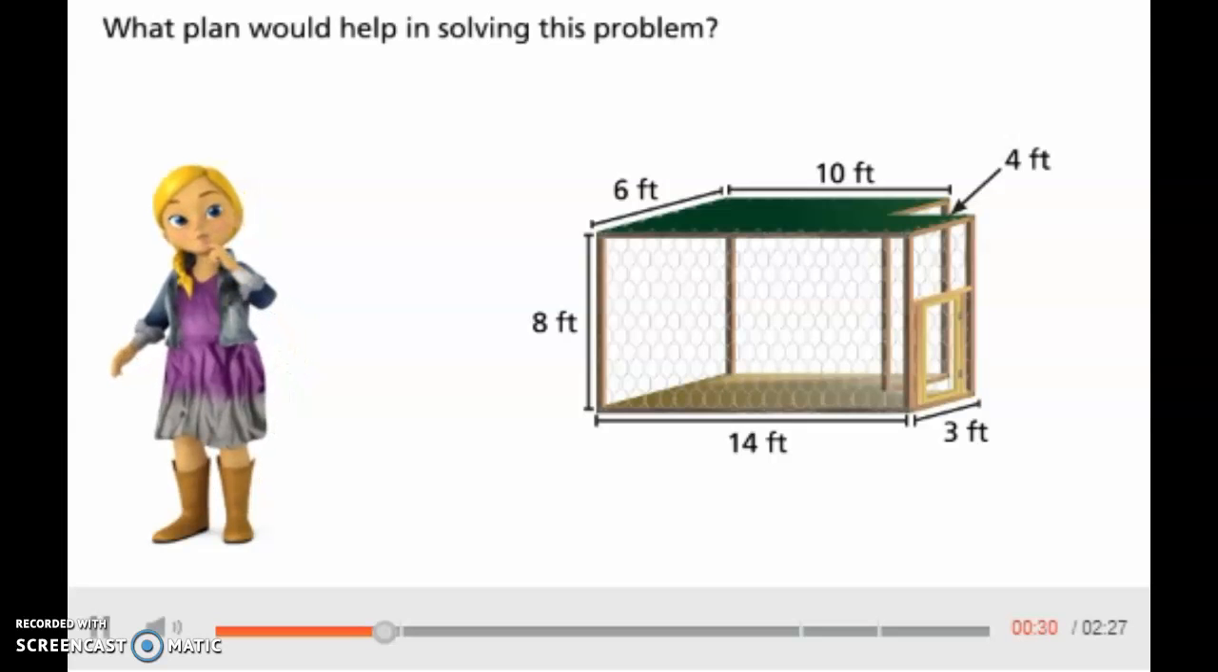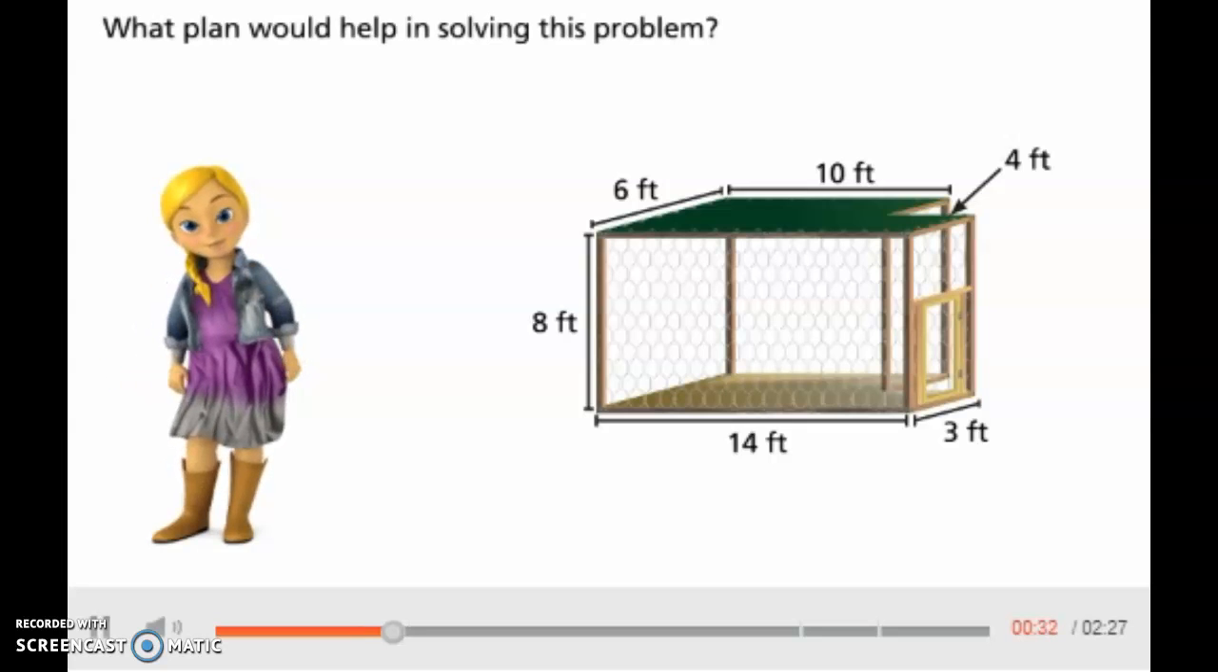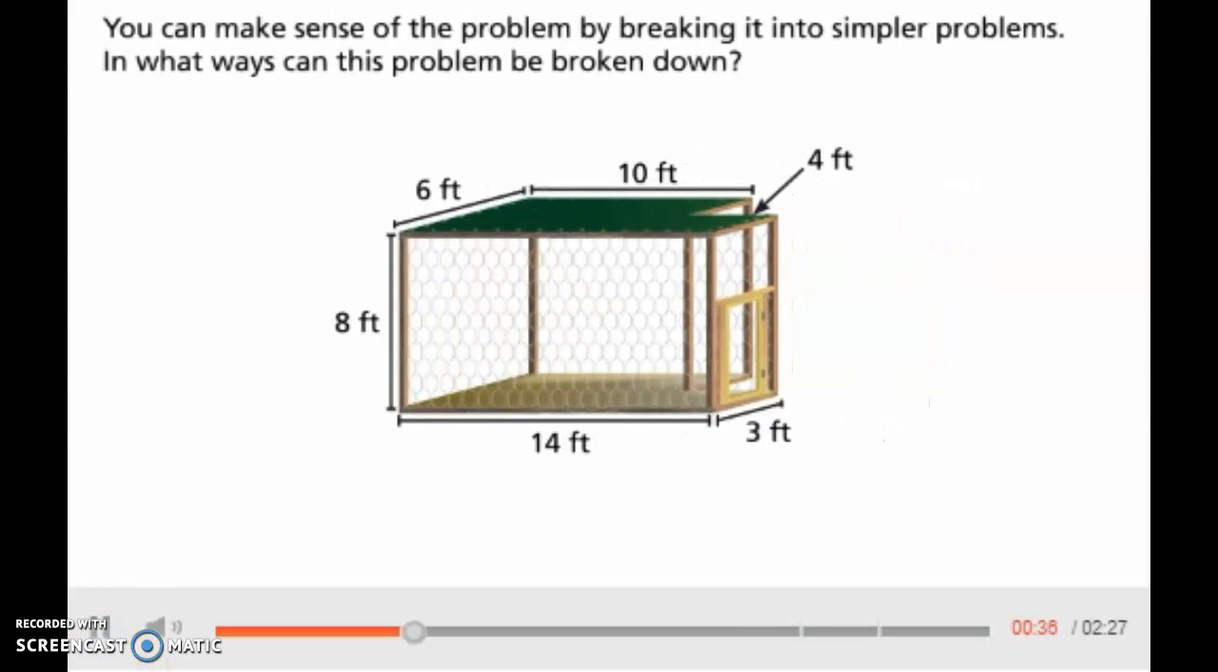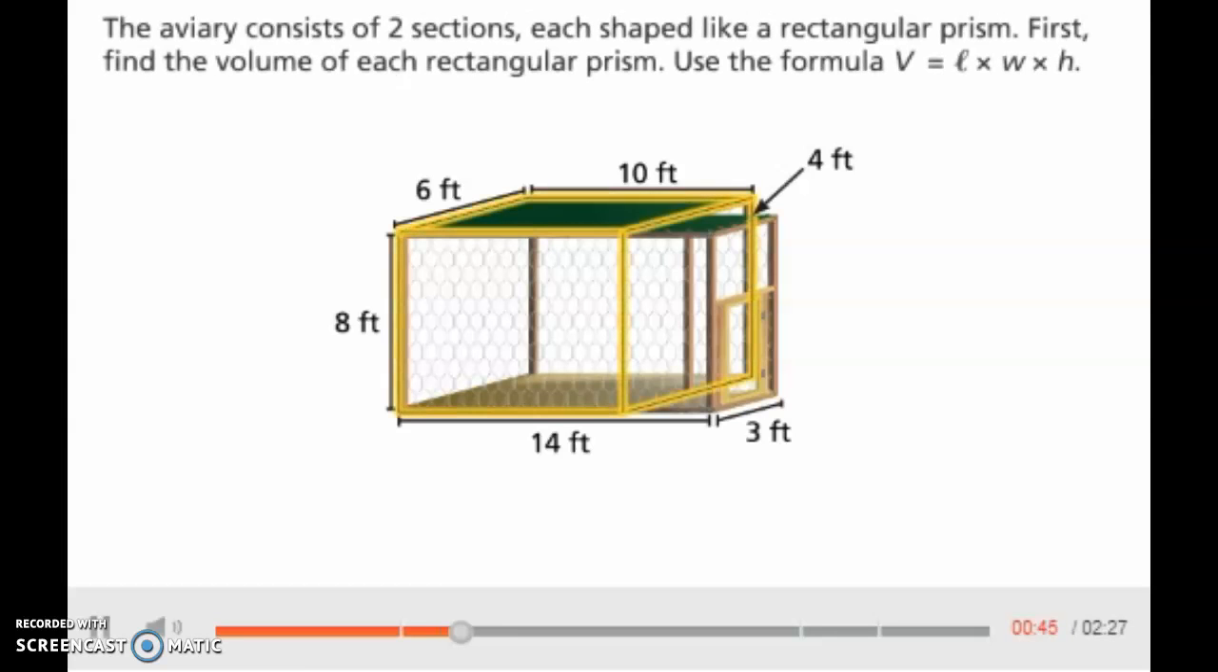What plan would help in solving this problem? You can make sense of the problem by breaking it into simpler problems. In what ways can this problem be broken down? The aviary consists of 2 sections, each shaped like a rectangular prism. First, find the volume of each rectangular prism.